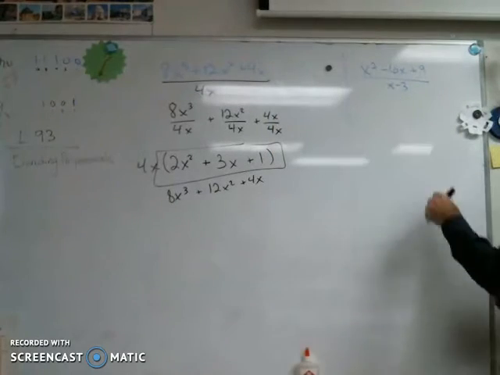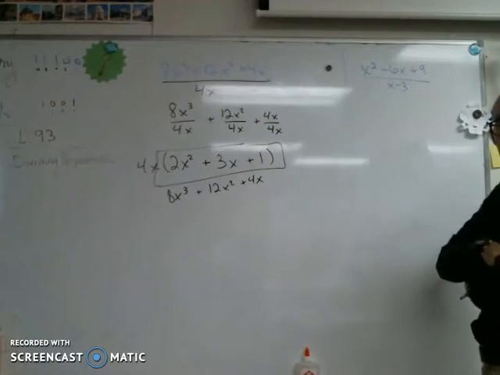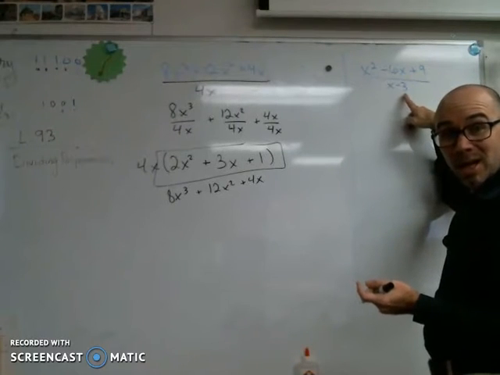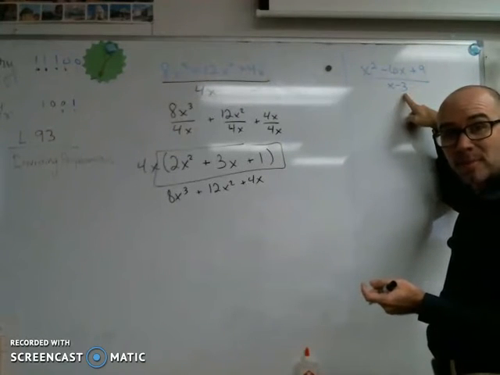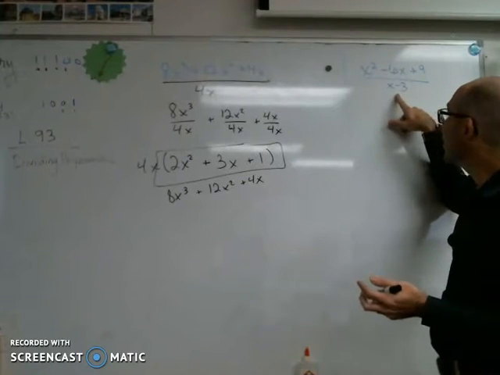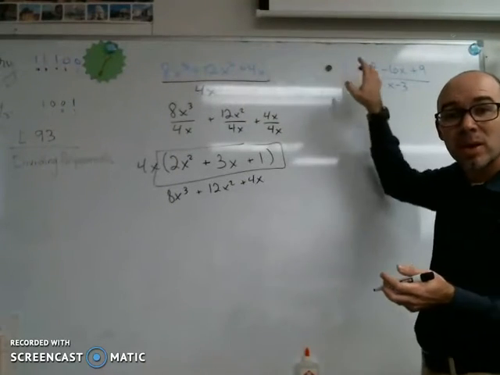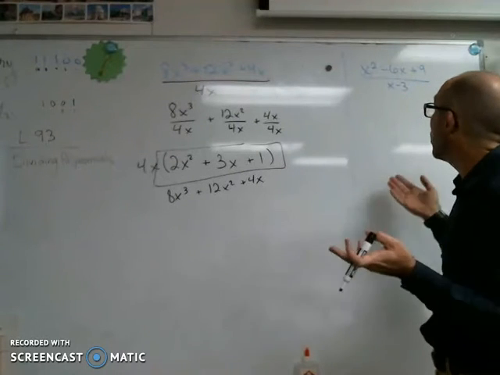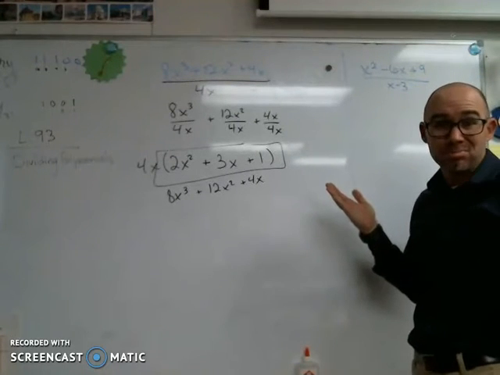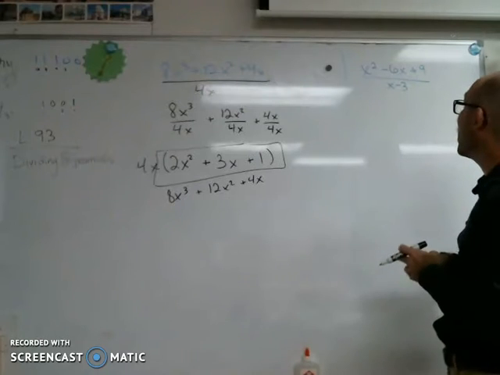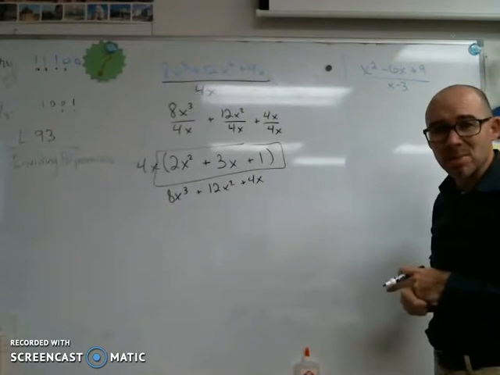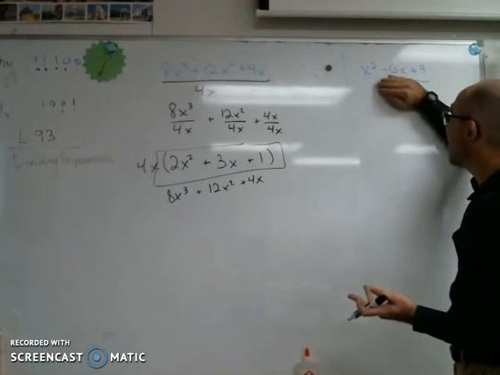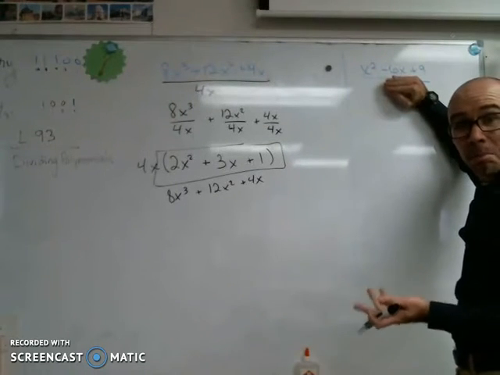Case in point, I got this second one up here, where I'm dividing basically the thing that makes a parabola by a line, x minus 3. And at first you're like, I can't really do the same thing I did over here and break this up into pieces, because what's x squared divided by x minus 3? I don't know. Or negative 6x divided by x minus 3? I don't know. Or how about 9 divided by x minus 3? I don't know.